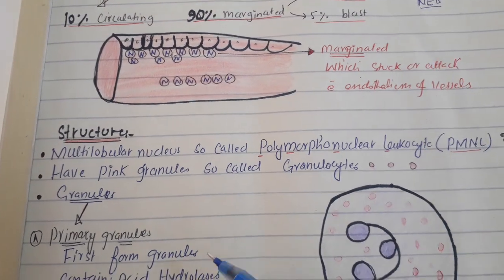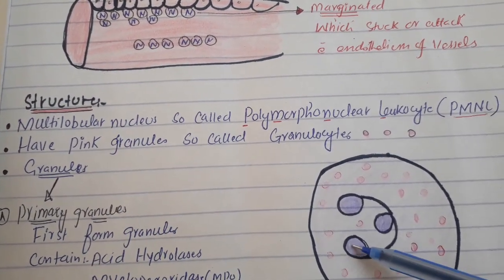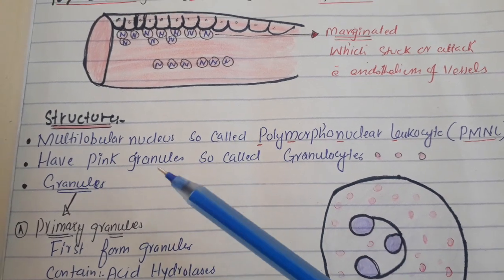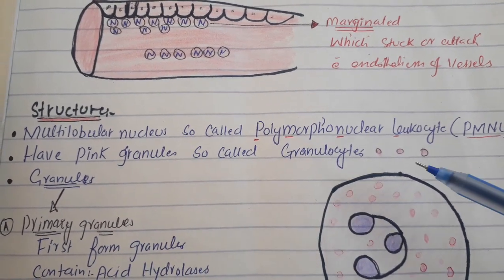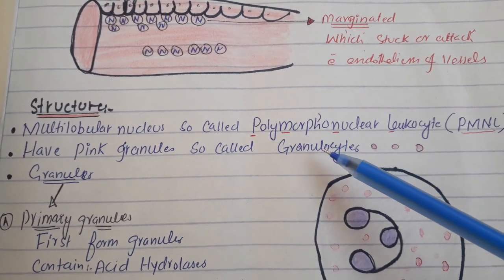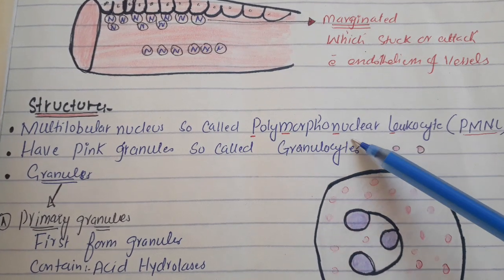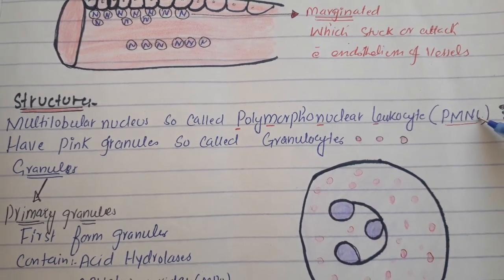Okay. Now the structure. The structure is a multilobular nucleus. If you see, there is one lobe, another lobe, another lobe. So neutrophils have a multilobular nucleus, and that's why neutrophils can also be called polymorphonuclear leukocytes, or PMNL.